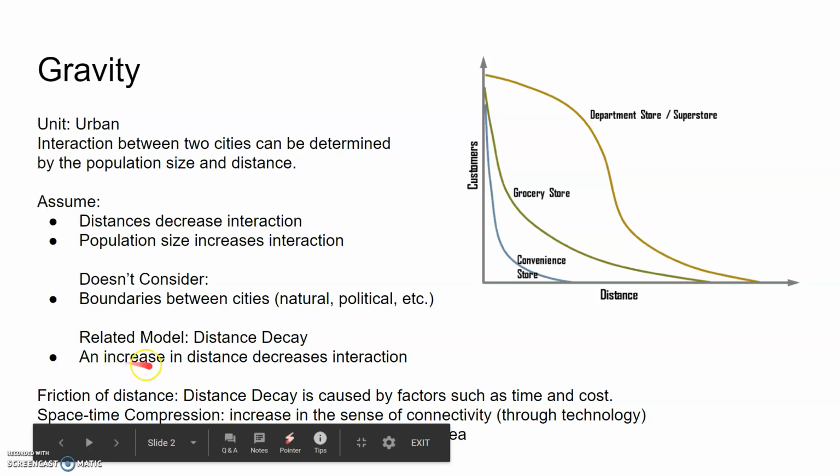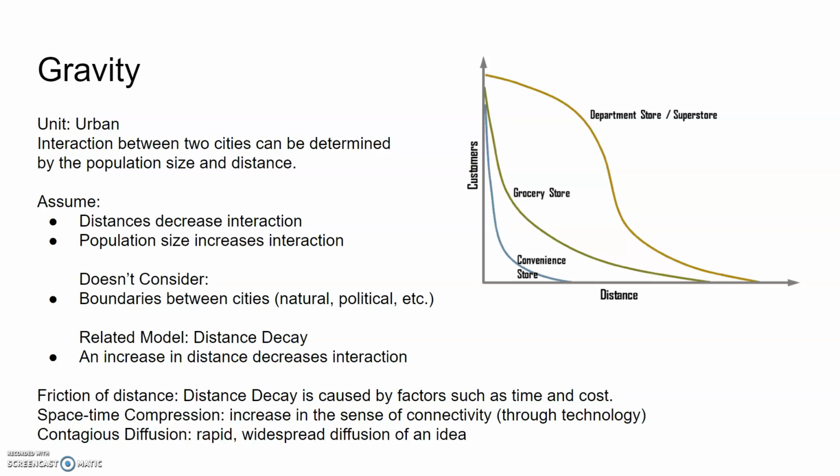So space-time compression is what happens because of our technology. Because of texting or because of phones, we can text rather than having to mail. And the type of diffusion that's most closely related to this model is contagious diffusion, because it talks about how the smaller the distance, the more likely the idea is to spread to that area.